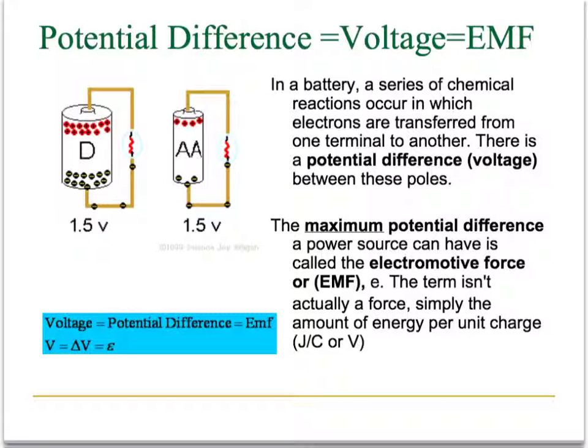So the electromotive force is actually the voltage. Now the voltage is represented by a big V, sometimes delta V, sometimes the Greek letter epsilon. The unit for voltage is joules per coulomb, or simply volts.